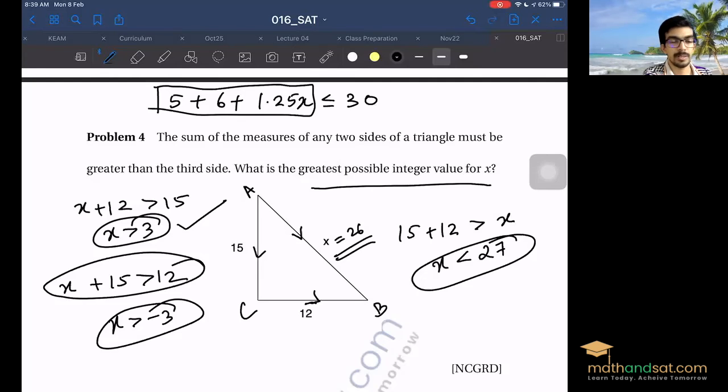So in every triangle, there will be three conditions. Sum of any two sides will be greater than the third side. So the third side can be chosen in three different ways, so we have three different inequalities. We have just taken one inequality to find the maximum value of x. But you have to make sure that the other inequalities also make sense. Clear?